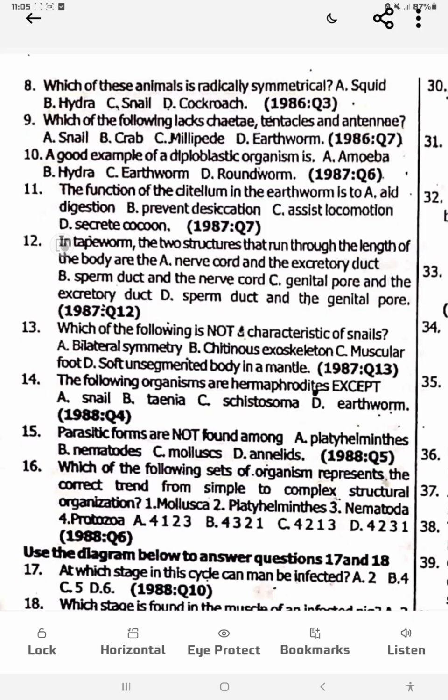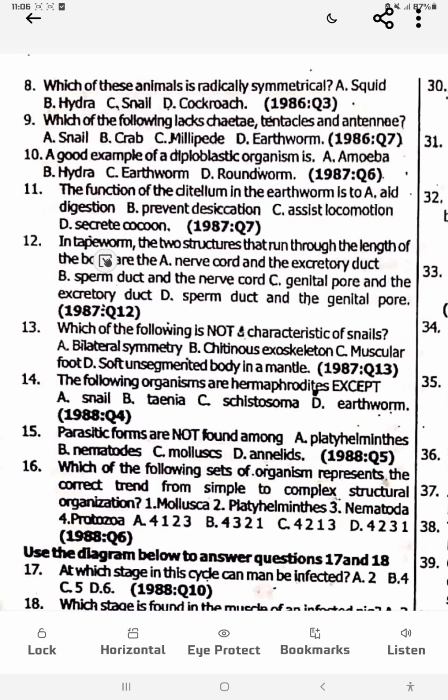Do not forget, I said tapeworms are not nematoda. Those flatworms are called platyhelminthes. Number 11. The function of the clitellum in the earthworm is to secrete cocoon, option D. The clitellum is used to secrete cocoon in the earthworm.